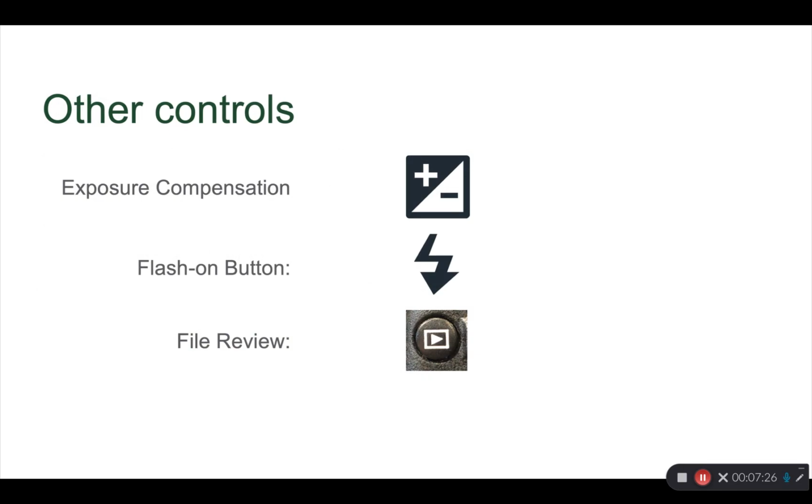Some other controls that we'll talk about a little bit more later. You have your exposure compensation. There's a whole video on that. You have the flash button, as some cameras have a built-in flash. This allows you to turn the flash on. And I assume at this point you found the file review button. It's the little triangle.